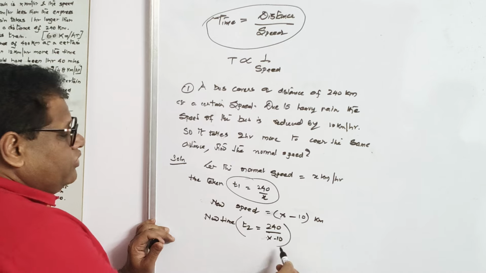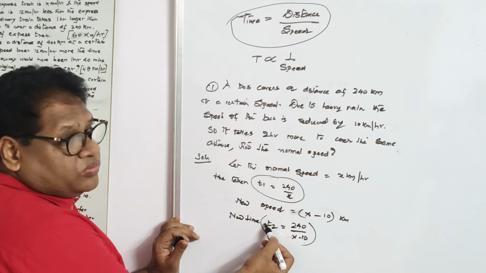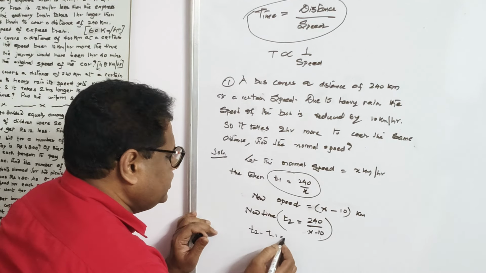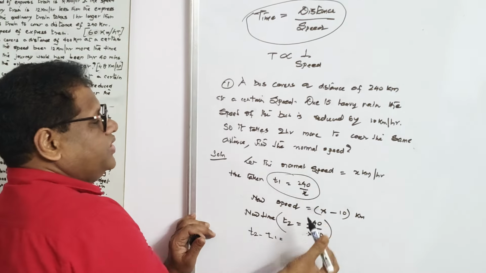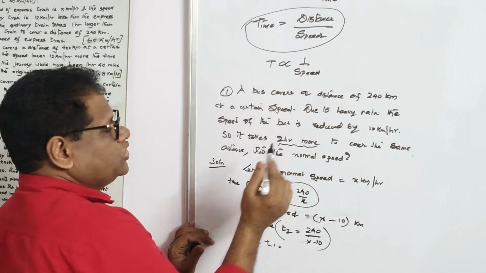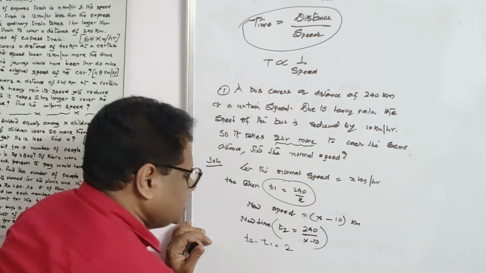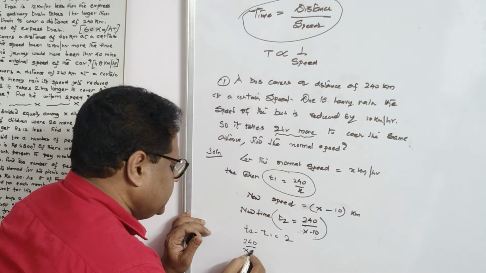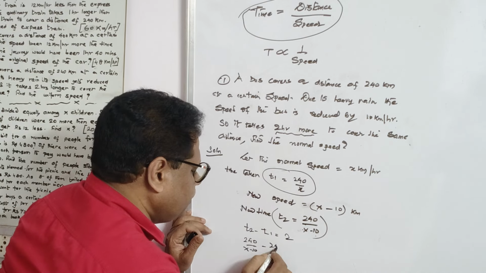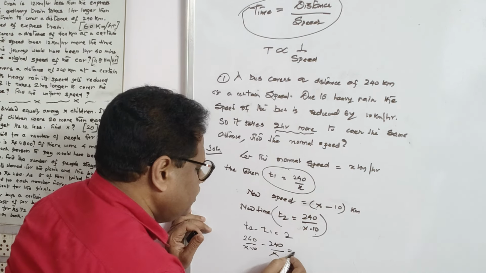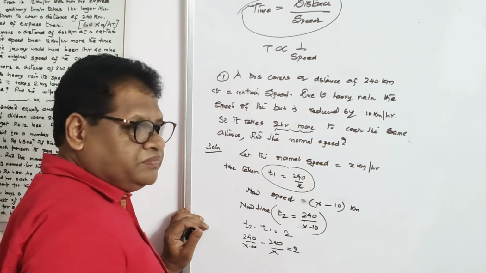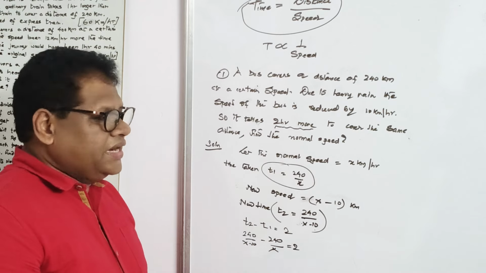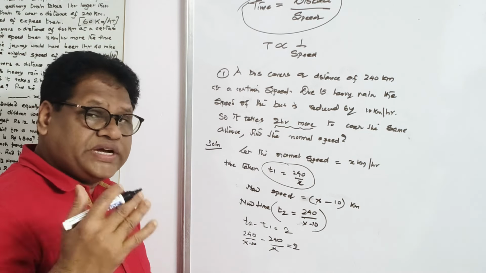Now you see, when the speed is reduced, the time taken is more. So you are going to frame the equation t2 minus t1 equals the time difference given, 2 hours more. Now put the values: 240 by x minus 10 minus 240 by x equals 2. If you frame the equation correctly, you will get the factors and the answer will be absolutely correct. You can check it at the end.